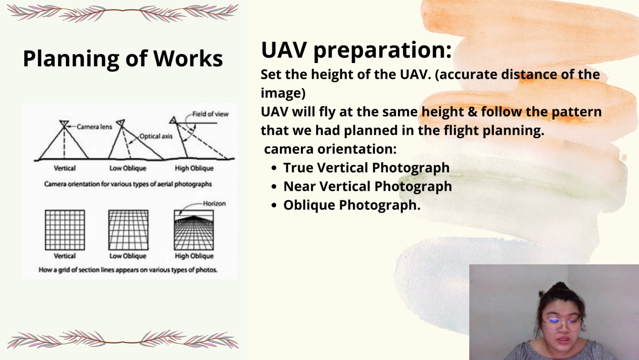Camera orientation has true vertical photograph, near vertical photograph and oblique photograph. True vertical photograph means that it's 90 degrees from the ground. Near vertical photograph is almost 90 degrees. Oblique photograph consists of two types, high oblique and low oblique. Oblique photograph is for us to take pictures to see a large area. The difference between high oblique and low oblique is that in high oblique we can see the horizon.